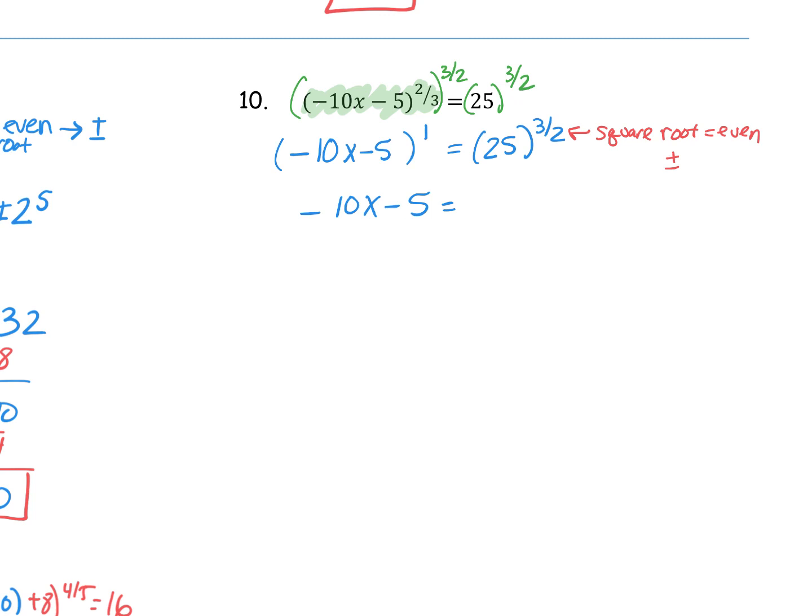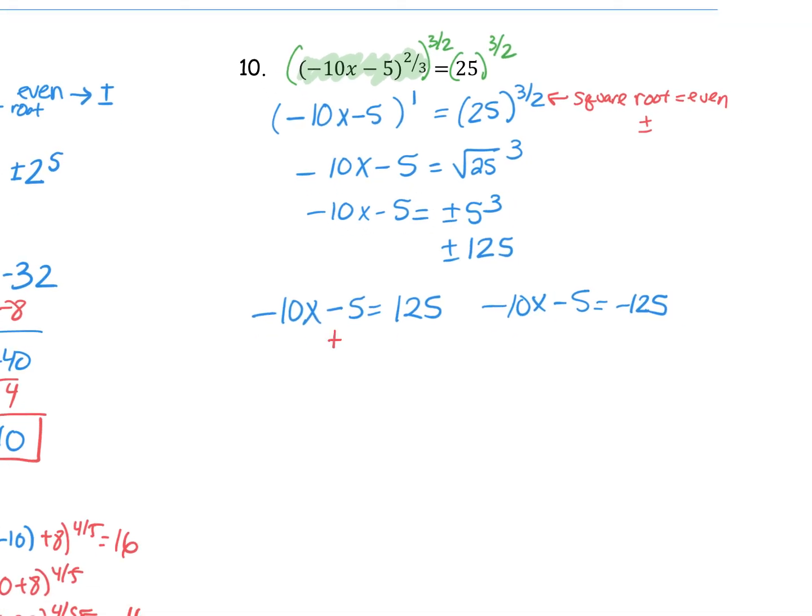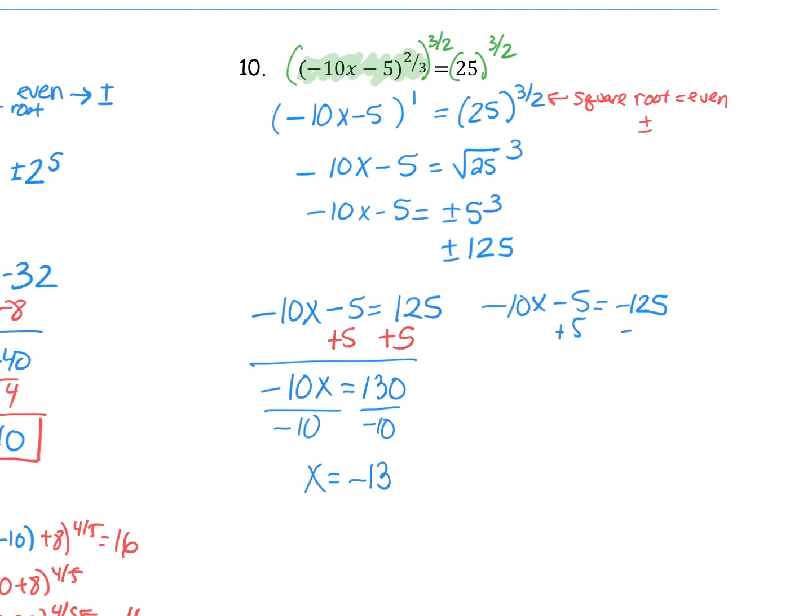So this is going to equal the square root of 25 cubed, which means it's going to equal plus or minus 5 cubed. And so that's going to be plus or minus 125. So I'm going to have negative 10x minus 5 equals 125, and negative 10x minus 5 equals negative 125. So I'm going to add 5. And then I have negative 10x equals 130. I'm going to divide by negative 10, and so then my x will equal negative 13. So that's one of my potential solutions.